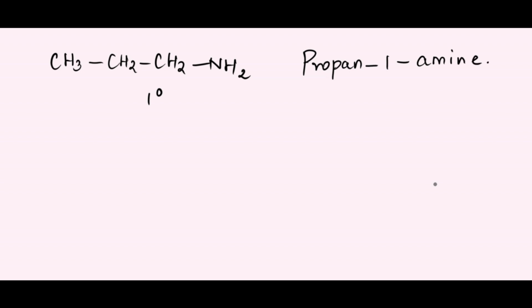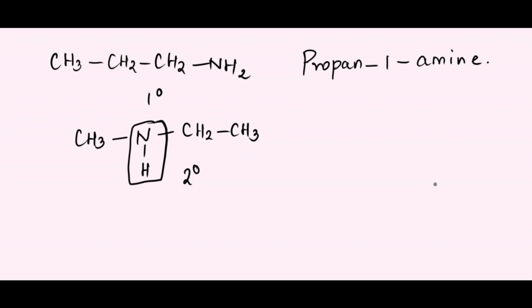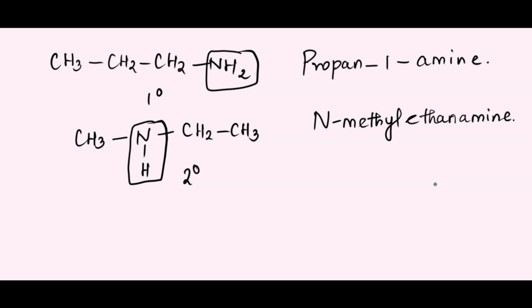So what if the amine group is in between, like this? 2 R groups are substituted on the same nitrogen. In that case, this becomes a secondary amine, and the name of this amine is N-methylethanamine. If 3 R groups are attached to the same nitrogen, then that becomes a tertiary amine.